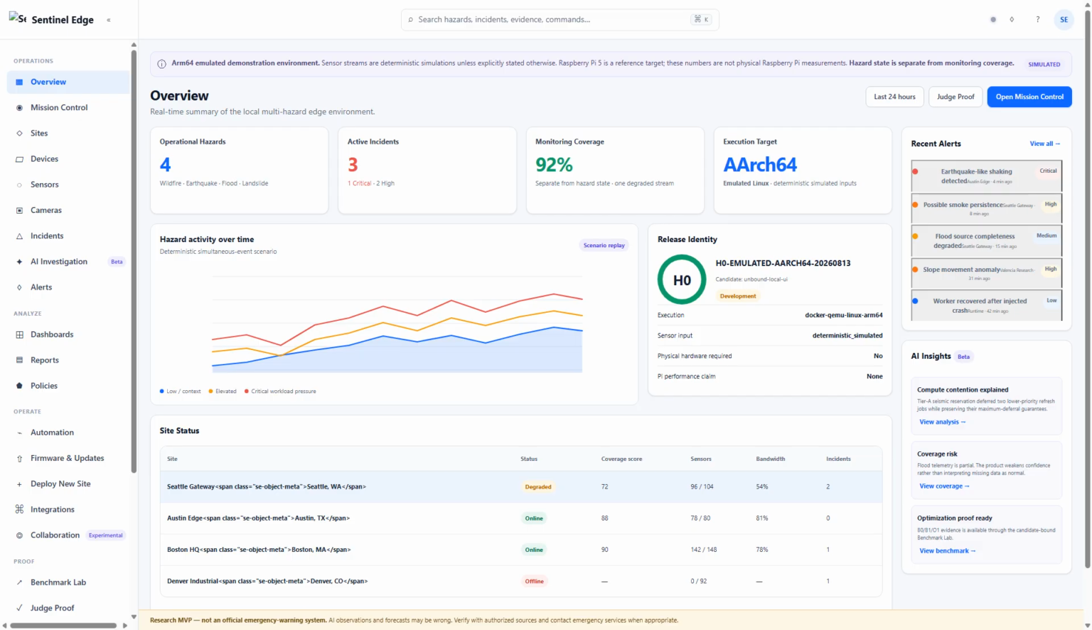Sentinel Edge is an offline-first physical AI platform that runs 4 hazard monitoring workloads together and dynamically decides what should run now, what can wait, and what must never be starved. At the center is the Arm AI orchestrator.